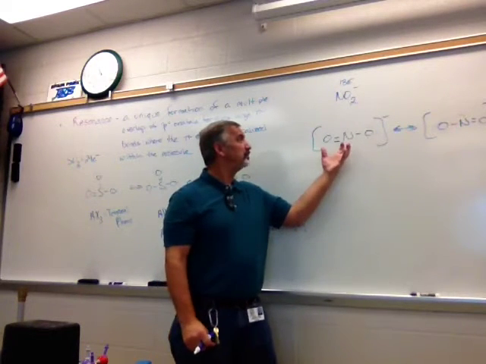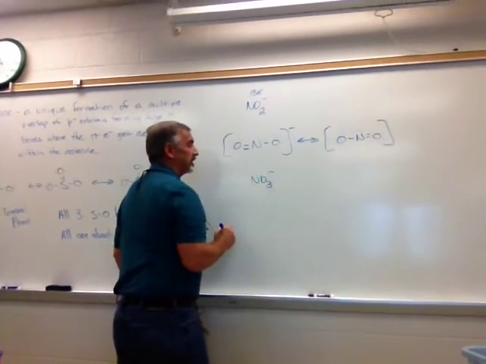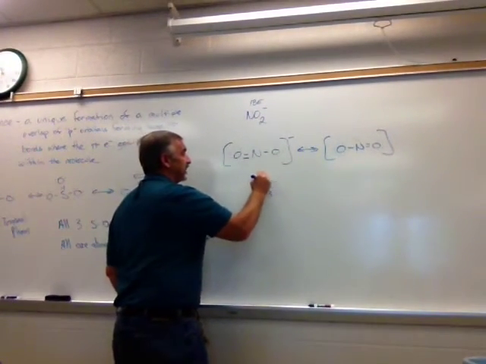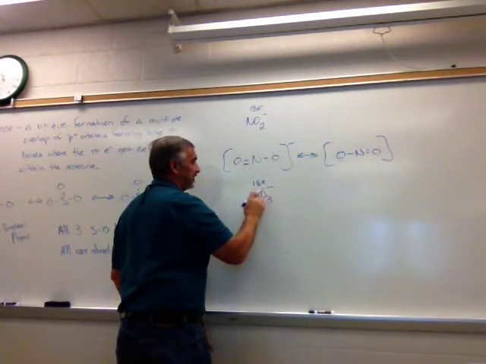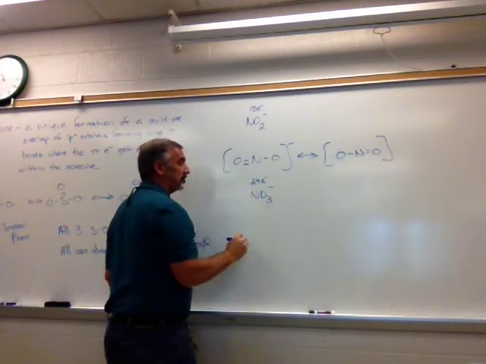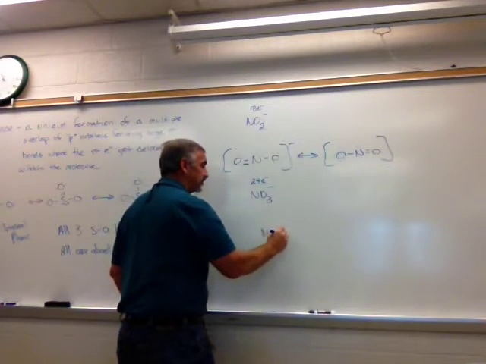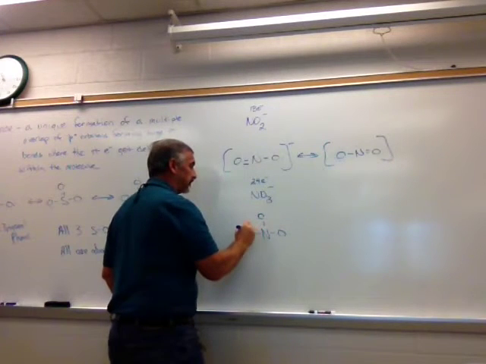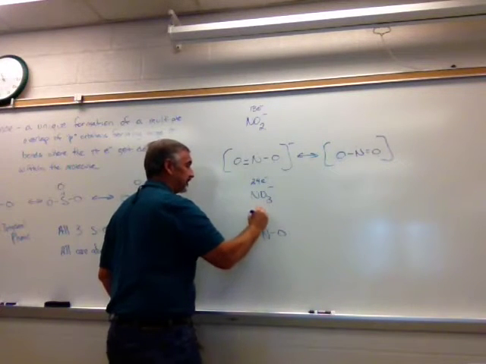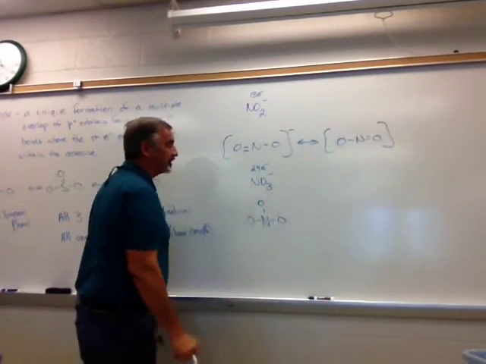So anytime you can do that, so we can have NO3 minus. NO3 minus has 18 electrons. Pardon me, it's going to have more than that. It's going to have 24 electrons. So we do the same thing. Nitrogen, oxygen, oxygen, oxygen. Put your 24 electrons. Okay? So there's 24 electrons.